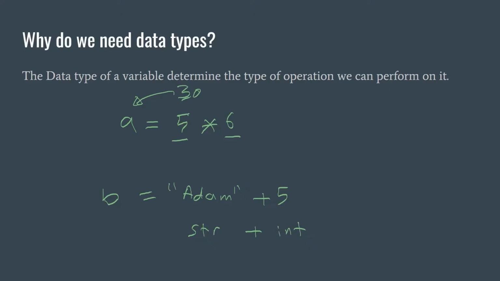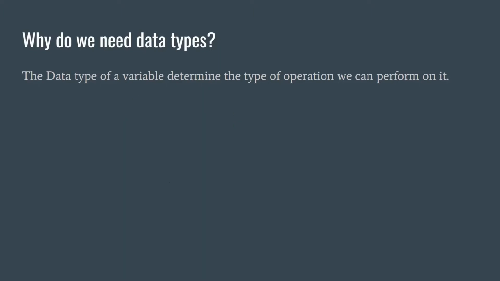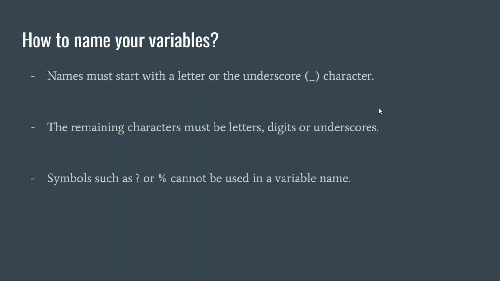Another point of data type, which you can see if you study other courses in computer science, is that they determine how these values are stored inside memory. But we are not going into details on this point. Okay, now we come to this question: how do you choose a name for your variable?